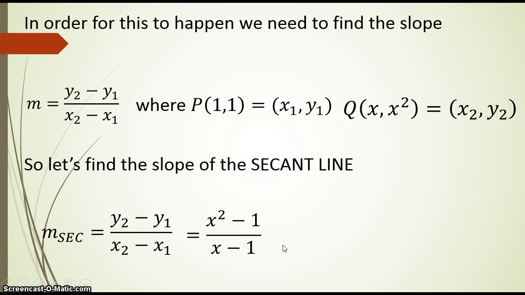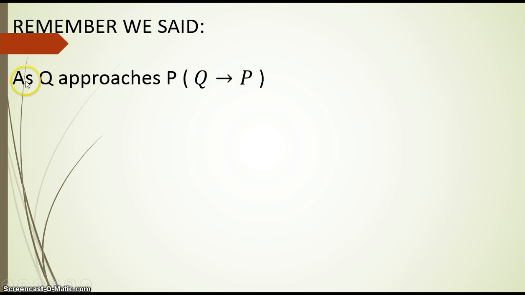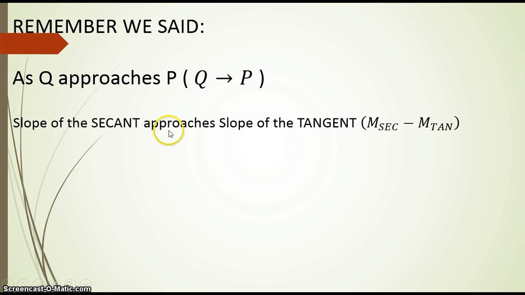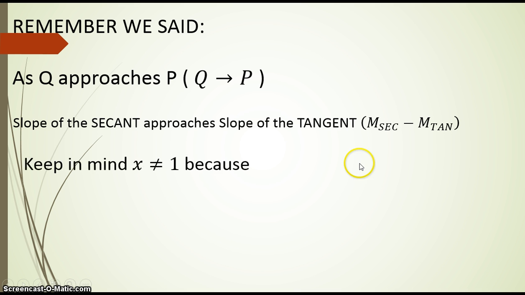Alright, now think about this a little better. Look at this right here. I hope we notice something about that. Remember, as we said, Q approaches P. We write that just like this so you understand. As Q approaches P, the slope of the secant approaches the slope of the tangent. So the slope of the secant becomes the slope of the tangent. It gets closer to it.